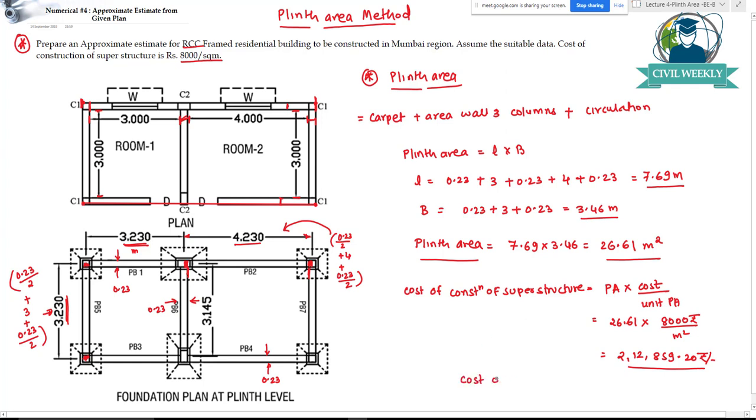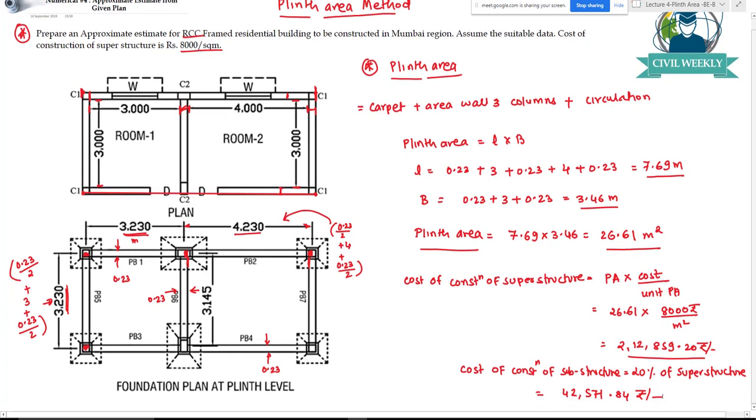Okay, so once this cost of construction is done, then we'll have to find out the cost of construction of substructure. It will be 20% of superstructure. So 20% of superstructure will be how much? 20% of 2,12,000 rupees will work out to be 42,571.84 rupees. Okay, so this was the cost of construction of substructure.